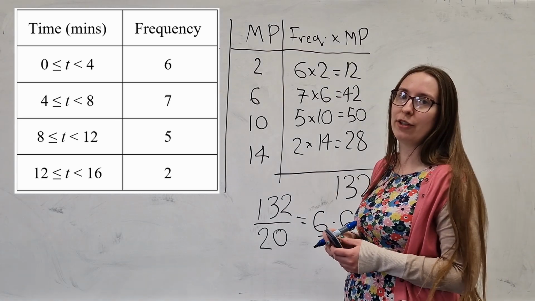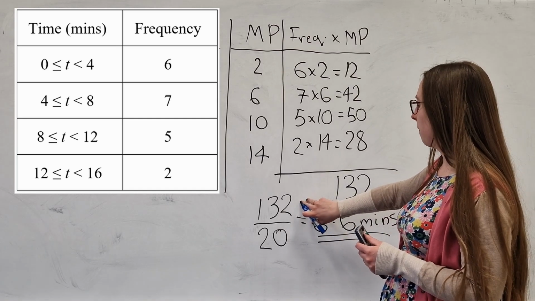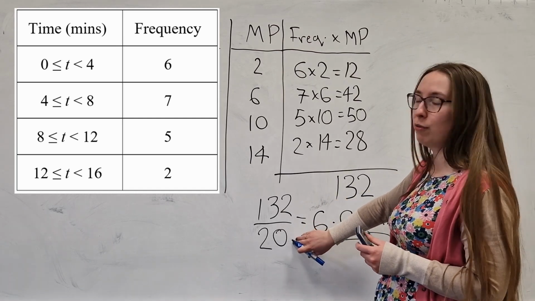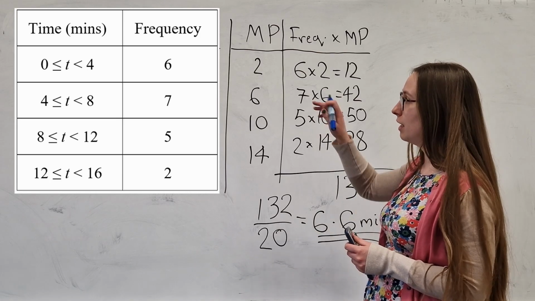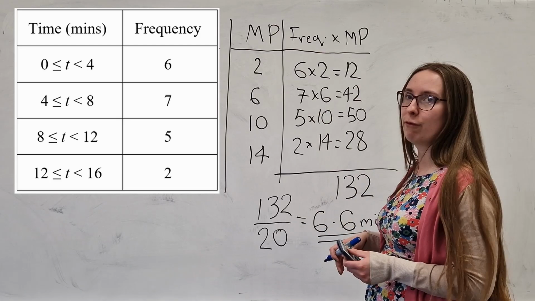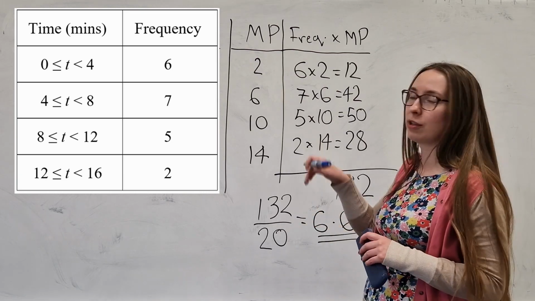Another thing to mention as well is a common mistake at this point. Instead of dividing by the total number of students, what people do is they'll see that there's 4 rows in the table and they'll just do 132 divided by 4. Do not do this. Always divide by the total frequency.